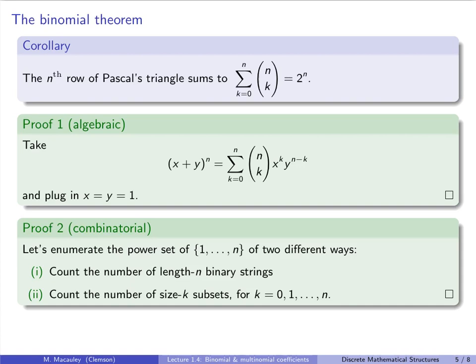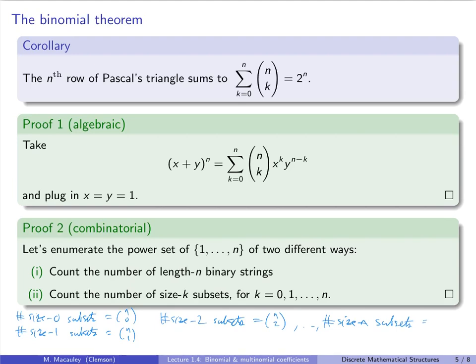And here's another way to count the number of subsets of an n-element set. Let's group them by size. First, how many size 0 subsets are there? Well, there's going to be n choose 0. How many size 1 subsets? n choose 1. How many size 2 subsets? n choose 2, all the way up to the number of size n subsets, which is n choose n.